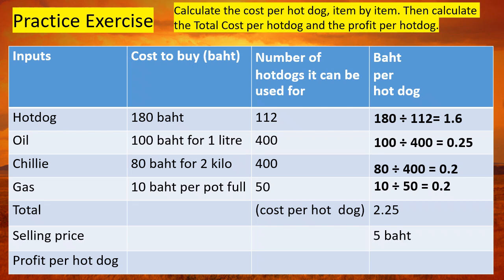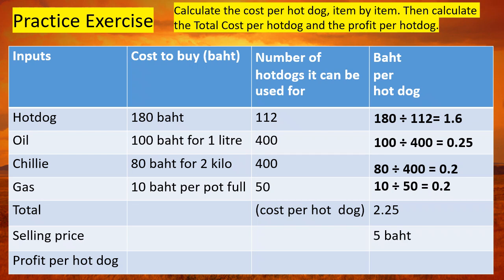For chili, we paid 80 baht for 2 kilos. That's enough for 400 hot dogs. So 80 divided by 400 equals 0.2. And for gas, 10 baht per potful is 50. We can do 50 in one pot. So 10 divided by 50 is 0.2.